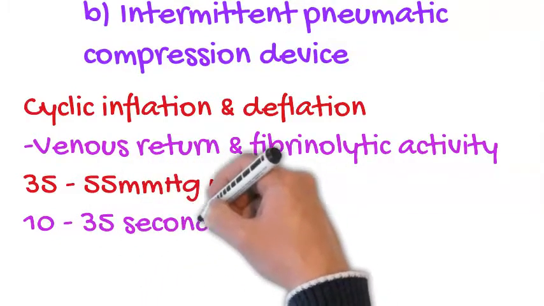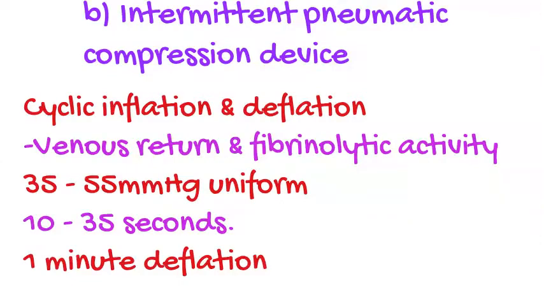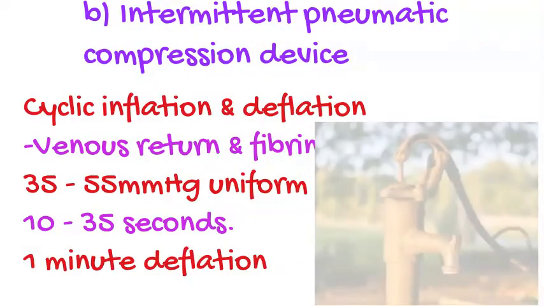Intermittent inflated with air to a 30 to 55 mm mercury pressure in a uniform or sequential fashion. Inflation is around 10 to 35 seconds. This followed by 1 minute of deflation period to allow the leg or foot to refill with blood.